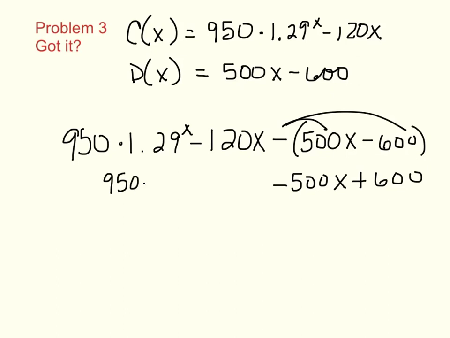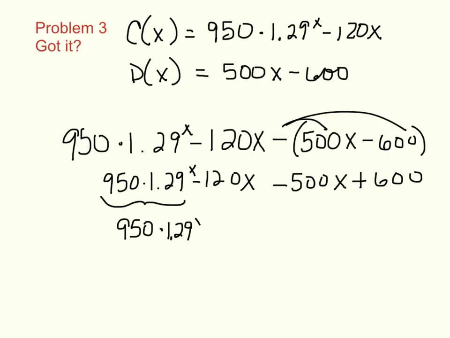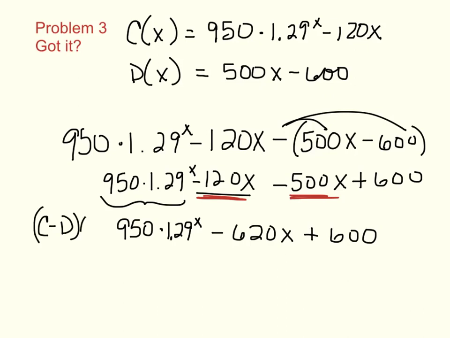So bring everything else down. And now we just combine like terms. Here, there's nothing you can do with 950 times 1.29 to the x power. I can combine negative 120x and negative 500x. That gives me minus 620x plus 600. So subtracting them, C minus D of x would be that entire expression.